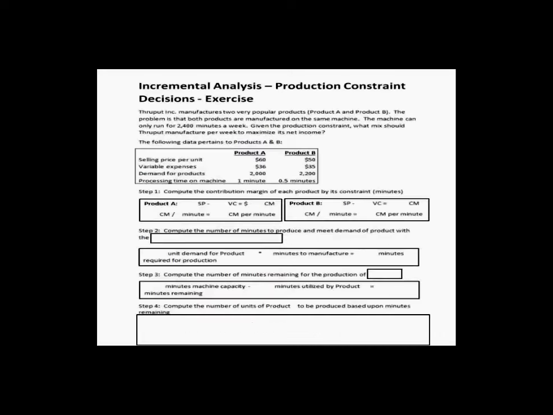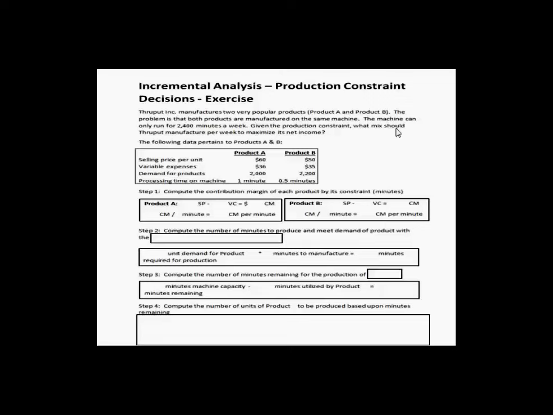Now we have a company called Throughput. Throughput manufactures two very popular products, product A and product B. The problem is that both products are manufactured on the same machine, so they're competing for machine time, and therefore we're going to see a potential bottleneck on this machine.